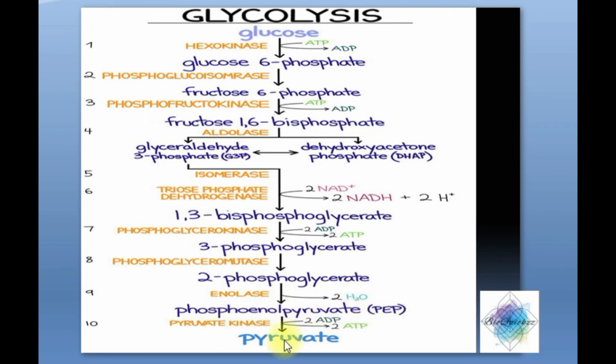Then phosphoenol pyruvate is converted to pyruvate. The enzyme required is pyruvate kinase, and 2 ADP molecules are given and 2 ATP molecules are released. So this is all about glycolysis.